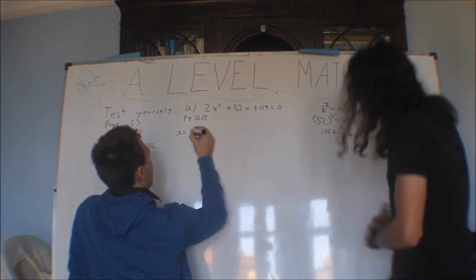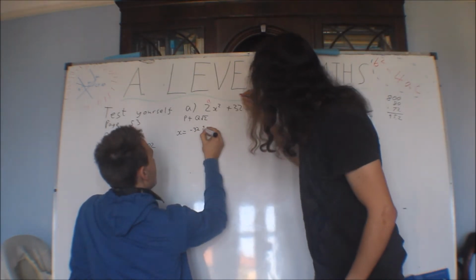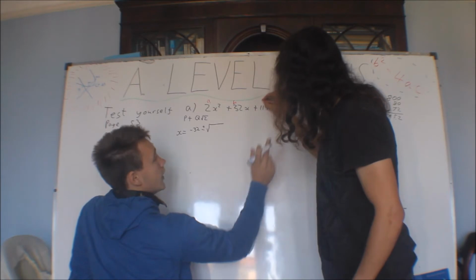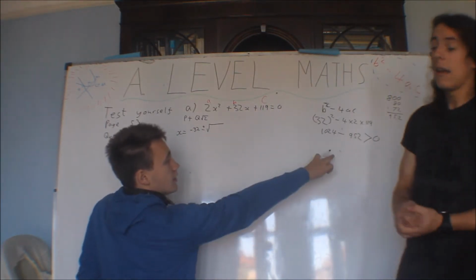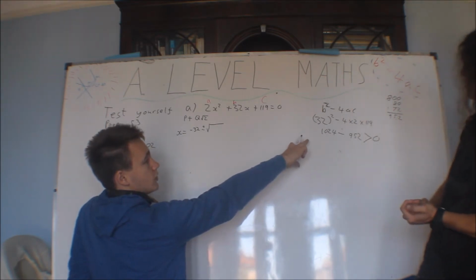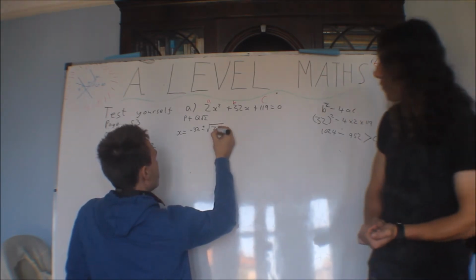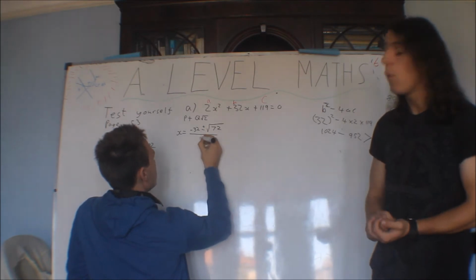x equals minus 32 plus or minus the square root of. Now, thankfully, we added our own question that did the b squared minus 4ac. So that gives us a value: 48 plus 24, which is 72. Yeah, that's our discriminant, over 2a, which is 4.